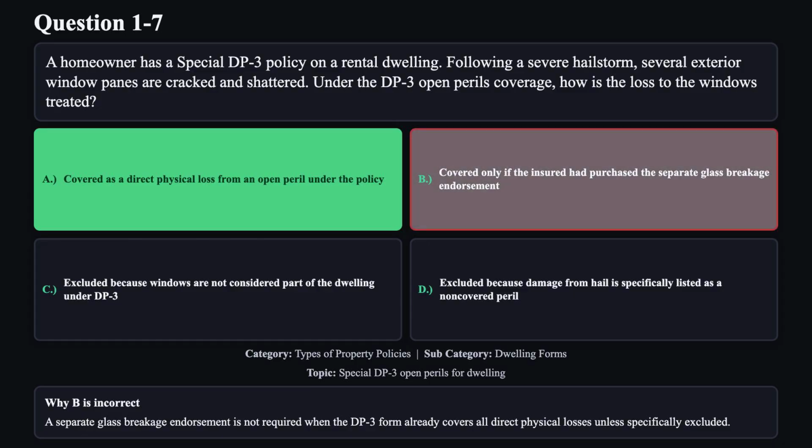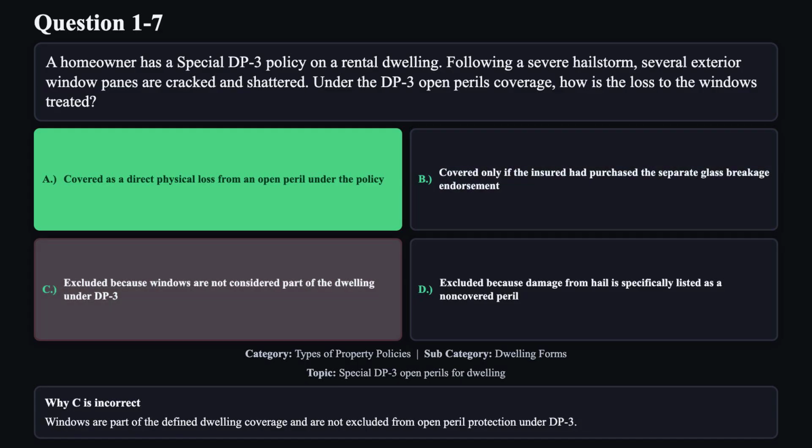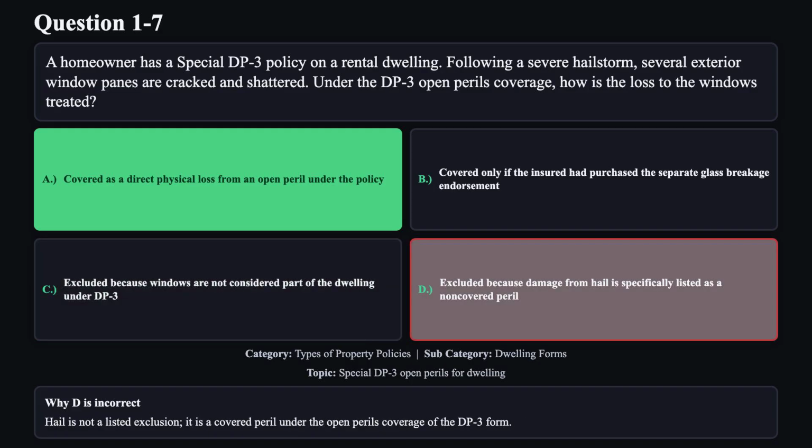A separate glass breakage endorsement is not required when the DP3 form already covers all direct physical losses unless specifically excluded. Reason C is not correct. Windows are part of the defined dwelling coverage and are not excluded from open peril protection under DP3. Reason D is not correct. Hail is not a listed exclusion. It is a covered peril under the open perils coverage of the DP3 form.